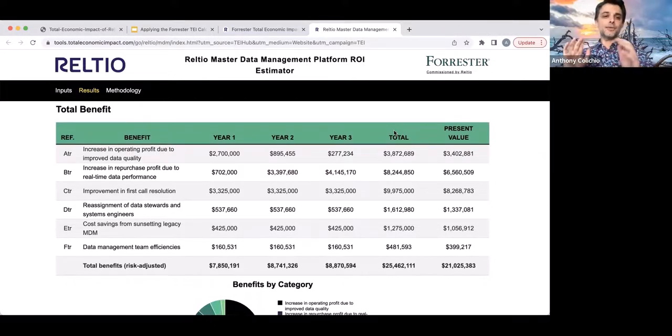So I recommend go to reltio.com/TEI, stick some numbers in for your organization, even if you don't know or they're wrong, or just estimate. Stick them in there, see what it produces, and then noodle with it and go, wow, okay, I can increase operating profit due to improved data quality. $2 million is not nothing.